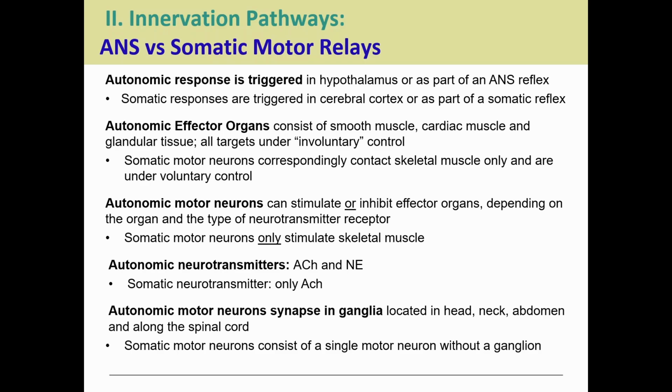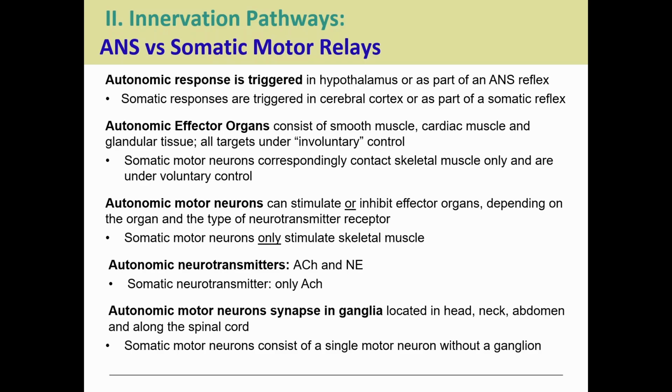The effector organs that are autonomic are going to include smooth muscle, cardiac muscle, and glands, a lot of things that are involuntary, because your skeletal muscle and the things that are voluntarily controlled are going to be controlled by somatic motor neurons, not autonomic motor neurons. Autonomic motor neurons are going to stimulate or inhibit their effector organs. It just depends on the organ and on the neurotransmitter receptor that's there. Somatic motor neurons are only going to go for skeletal muscle.